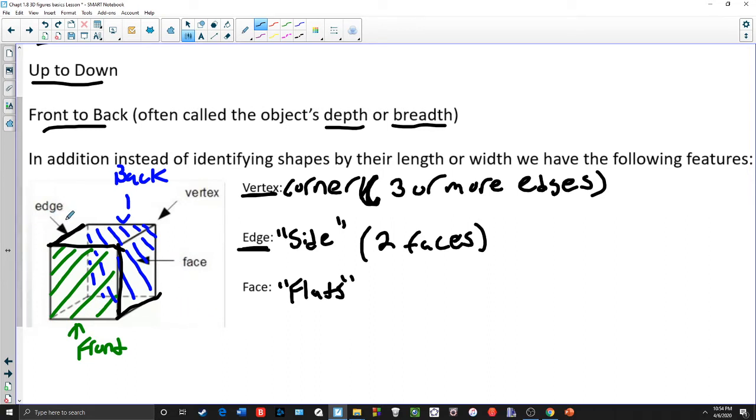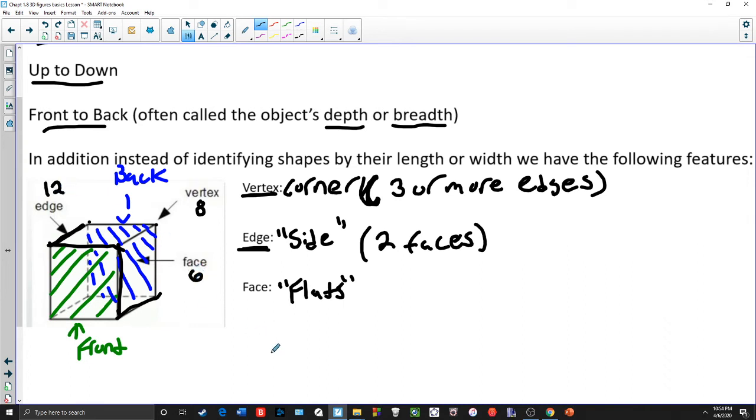And then it has a total of, well, let's see here, we have 1, 2, 3, 4 edges on top, 1, 2, 3, 4 edges on bottom, and 1, 2, 3, 4 edges going up and down. So that's a 4, 4, 4, so that'd be a total of 12 edges. And then in terms of vertex, well, it has 1, 2, 3, 4 corners on top, 1, 2, 3, 4 corners on the bottom, so it has 8 vertexes. So 8 vertexes, 12 edges, and 6 faces.